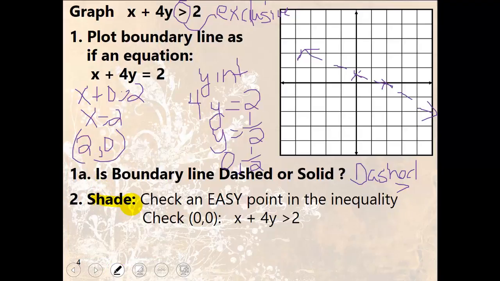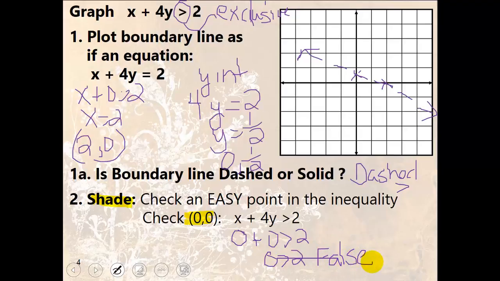All right, pick an easy point that's not on the line. I'm going to pick 0, 0. It's not on the boundary line. So I'm going to plug in a 0 for x and a 0 for y and see if it is true. Is 0 plus 0 greater than 2? So is 0 greater than 2? No, that's false.